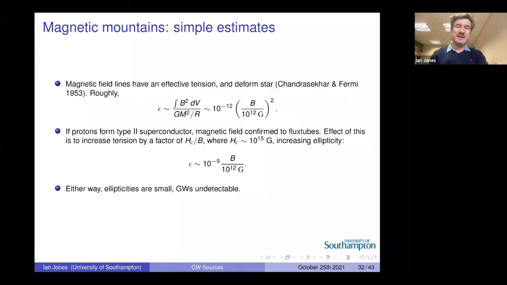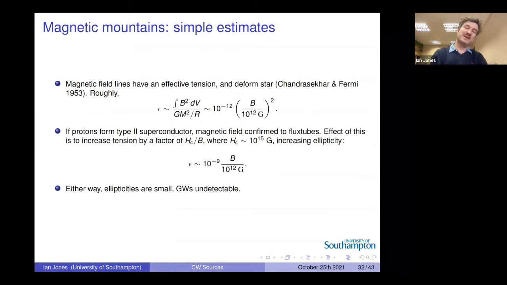It's believed that if your proton fluid in the interior has formed a type 2 superconductor, then the magnetic field gets packaged into flux tubes, and it's believed that this can increase the tension by about a factor of 1,000, and you can get somewhat larger mountains that way. Still not enormous, but potentially interesting. But generally, these numbers are quite small.